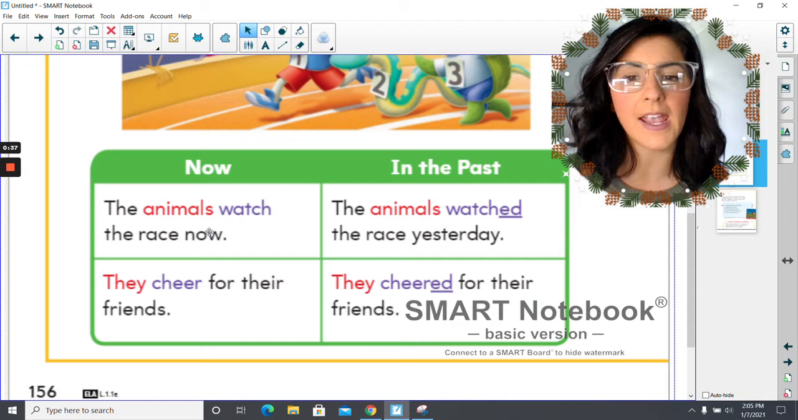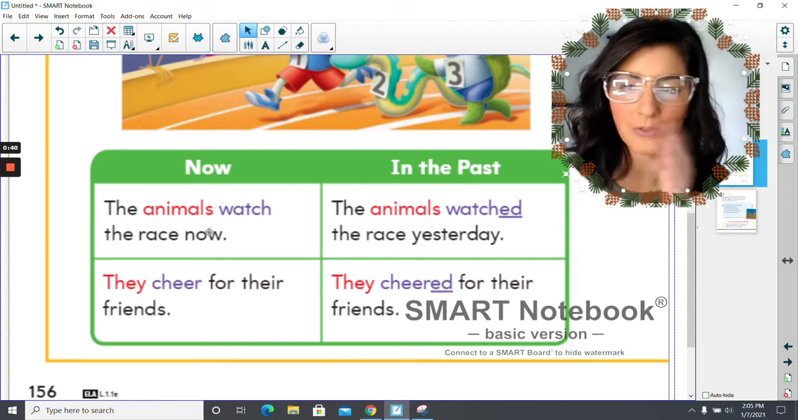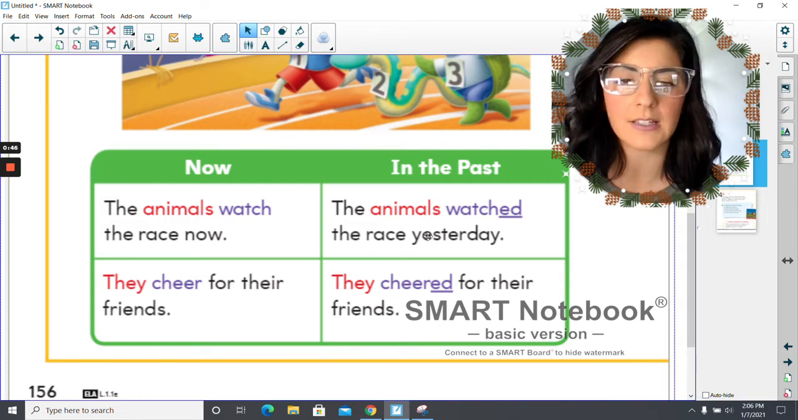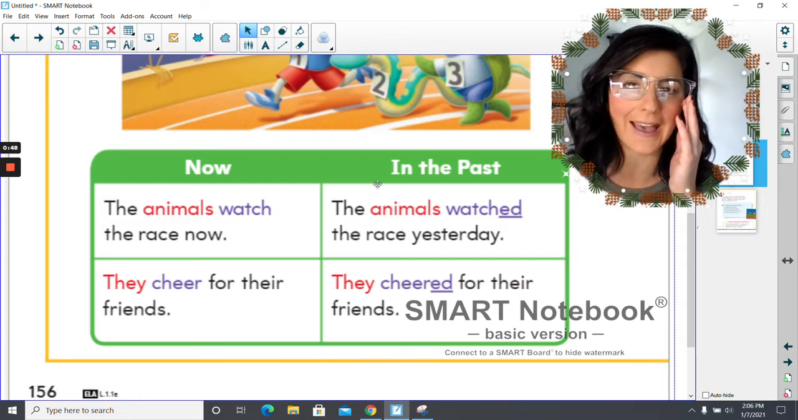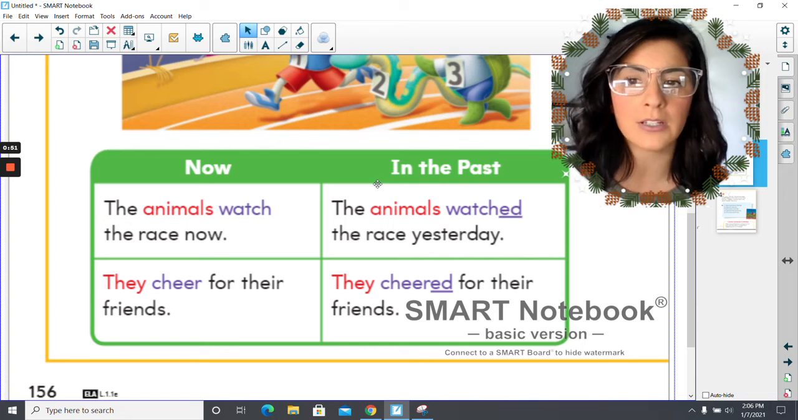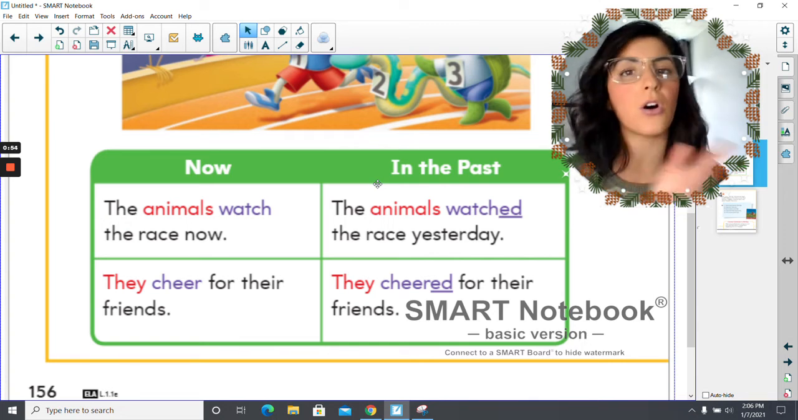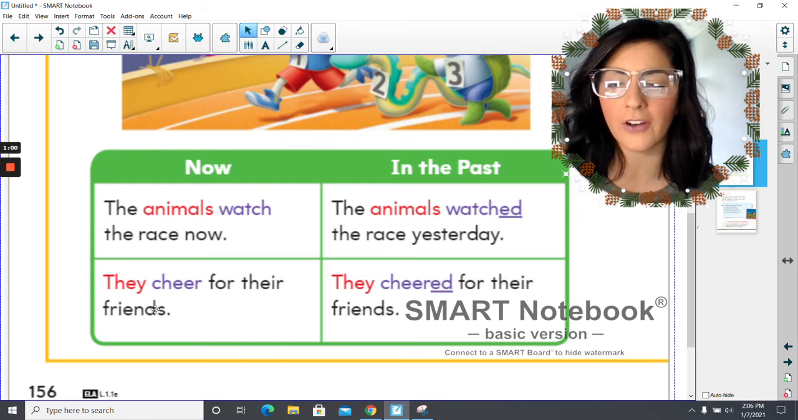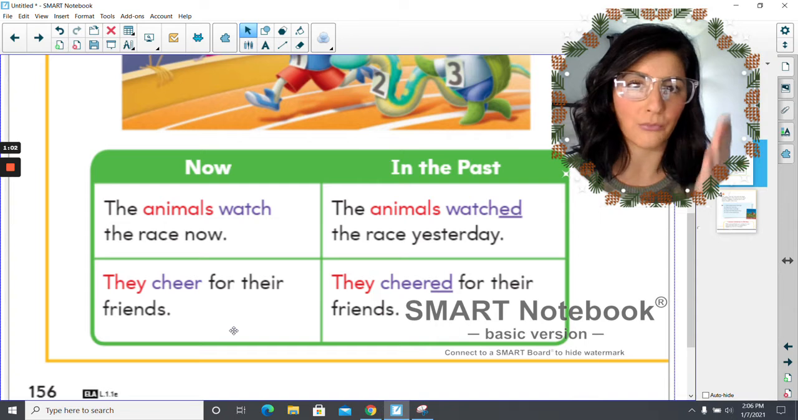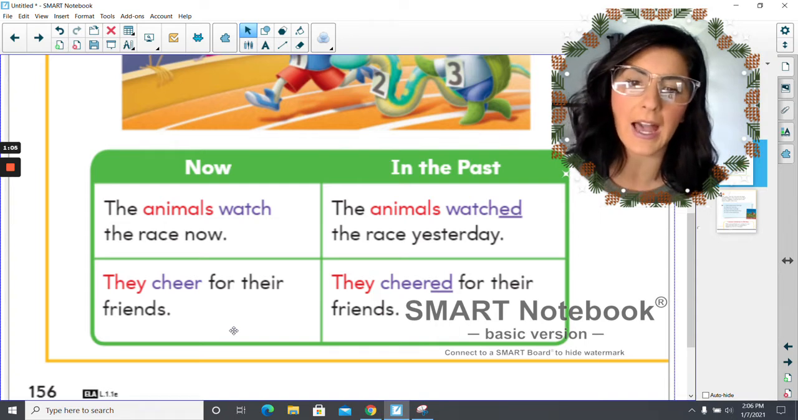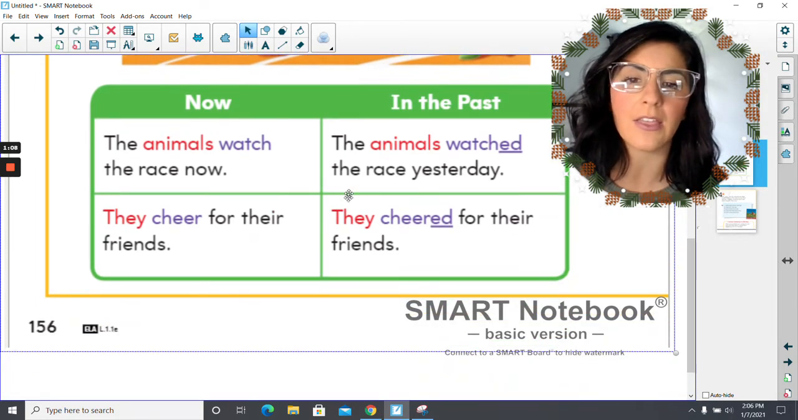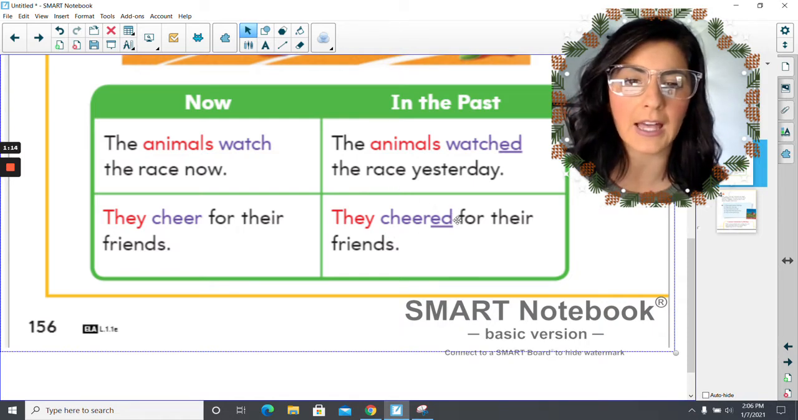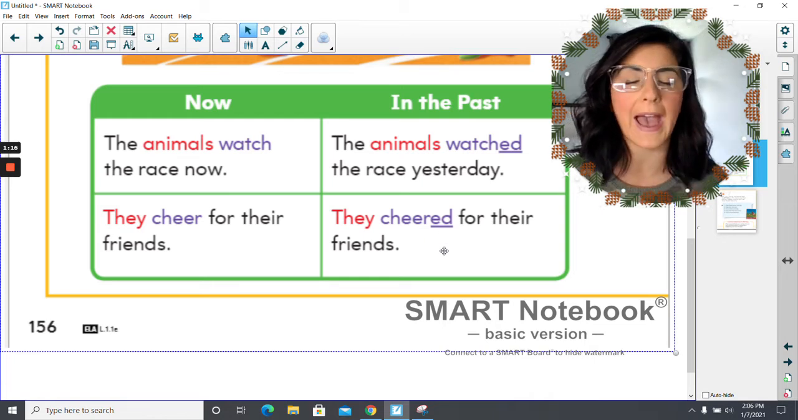And then if we are saying that the animals already watched the race, then we add an ED to the end. The animals watched the race yesterday. So most of the time, we add an ED to the end of a word to show that it was already done. It has already happened. Let's take a look at another example. They cheer for their friends. Well, that means they are cheering right now. Now, if they already did it in the past, we would add an ED, and it would say they cheered for their friends. So see how they added the ED to the end to show past tense.